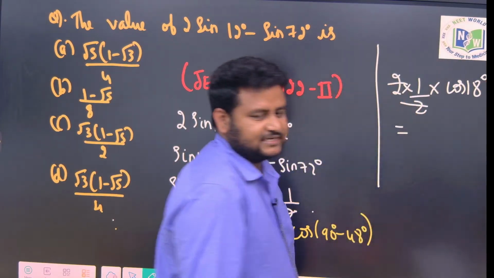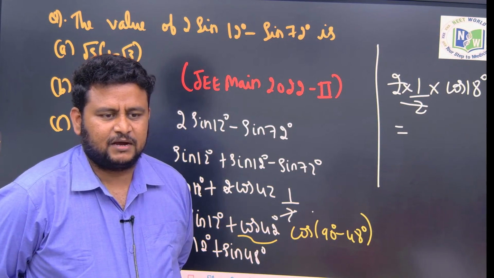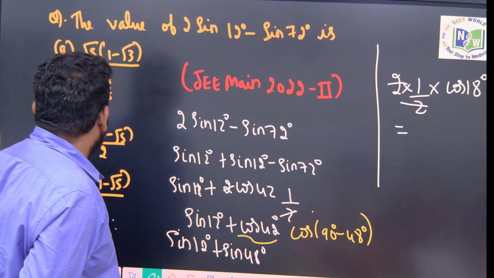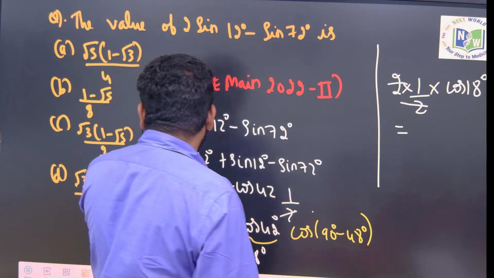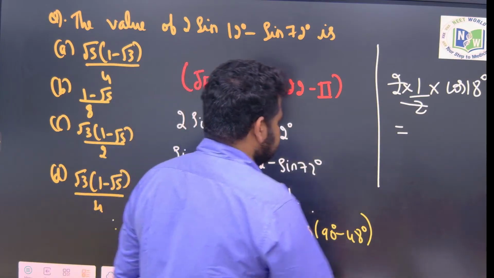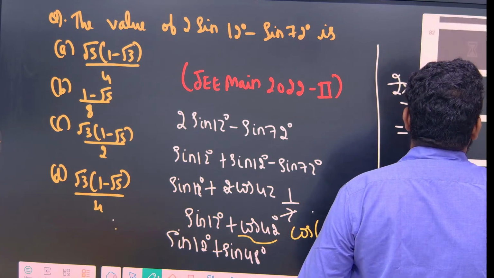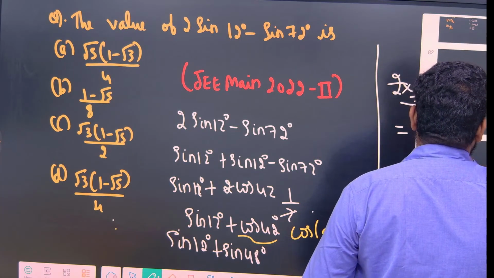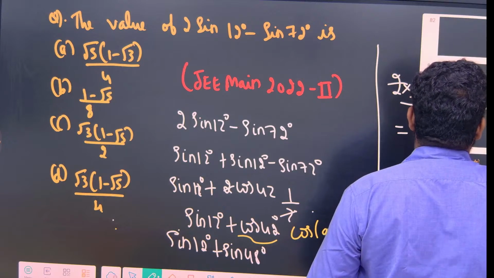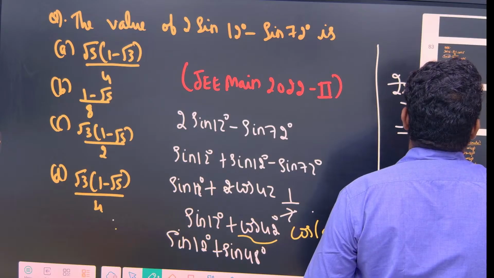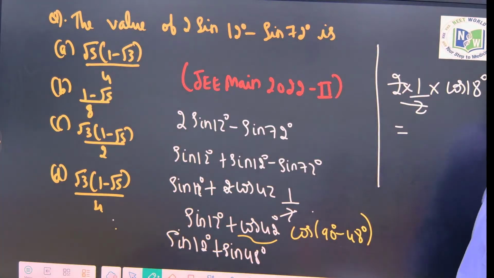What is the value of cos 18 degree? Root 5 plus 1 by 4. That's it. So cos 18 degree is not root 5 plus 1 by 4. Okay, we'll check. Let me check once. Cos 18 degree is not that one.